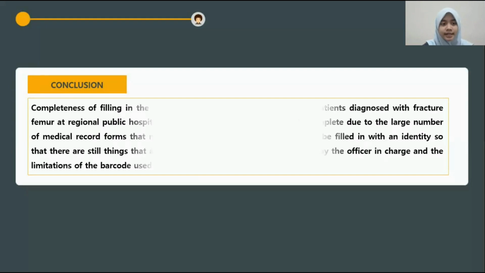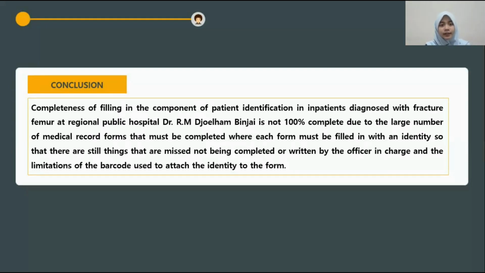The conclusion is that the completeness of filling in the component of patient identification in inpatients diagnosed with fractured femur at Regional Public Hospital Dr. R.M. Binjai is not 100% complete, due to the large number of medical record forms that must be completed, where each form must be filled in with an identity, so there are still things that are missed or not written by the officer in charge, and the limitation of the barcode used to attach the identity to the form.